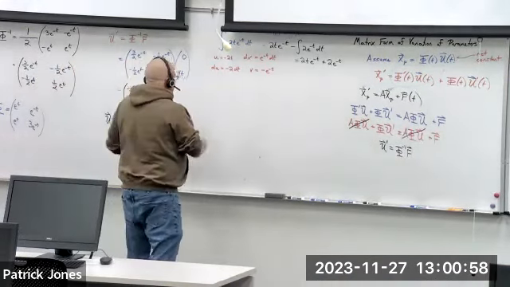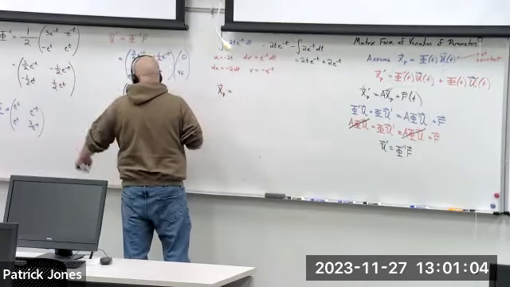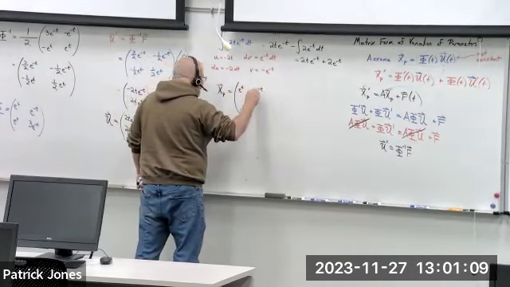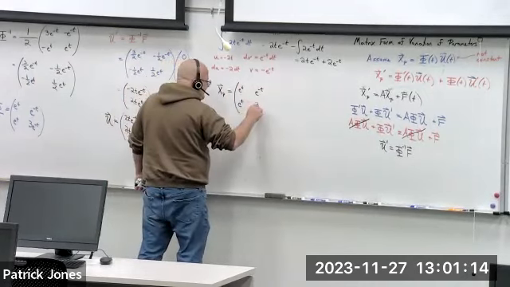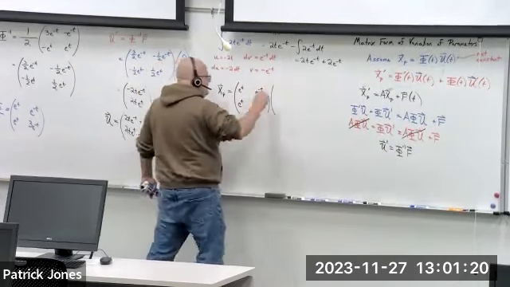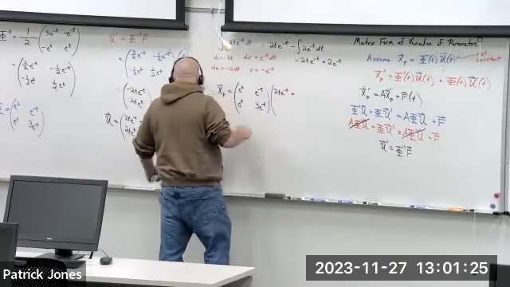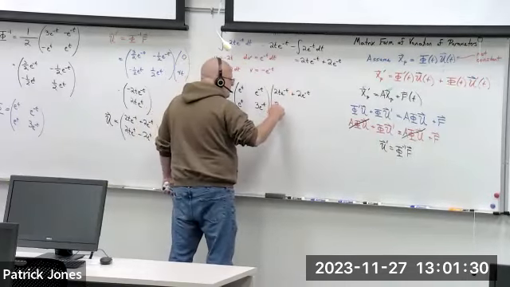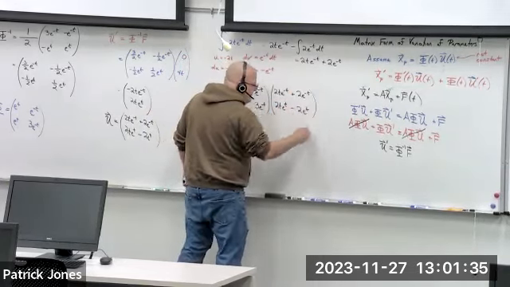So finally, our particular solution is the matrix e to the t, e to the negative t, e to the t, 3 e to the negative t, times this vector, 2t e to the negative t plus 2e to the negative t, 2t e to the positive t minus 2e to the positive t.